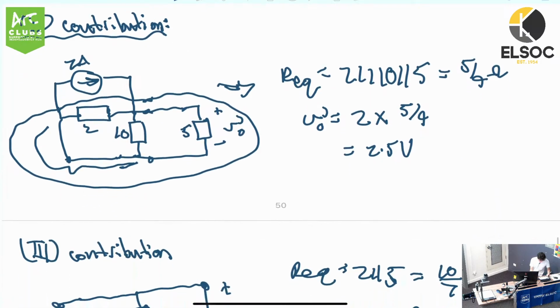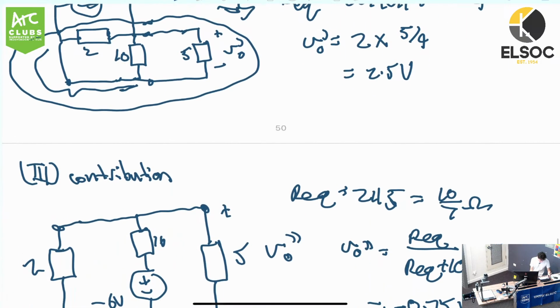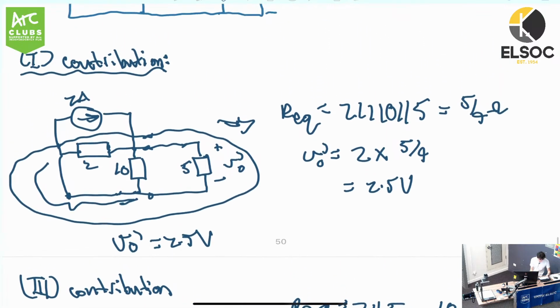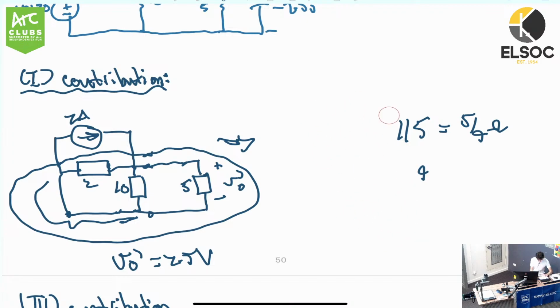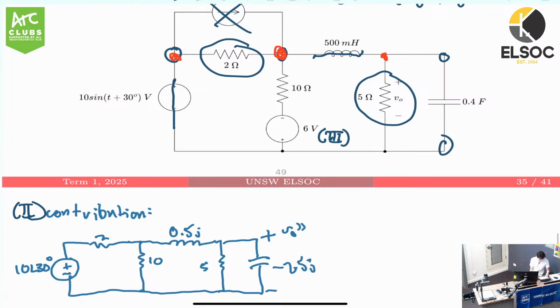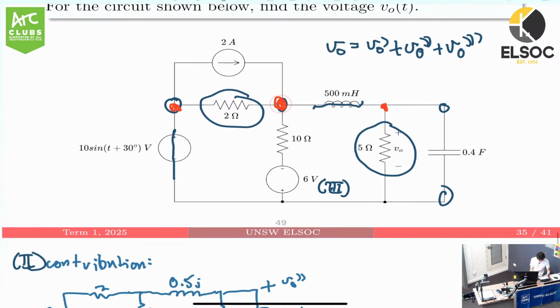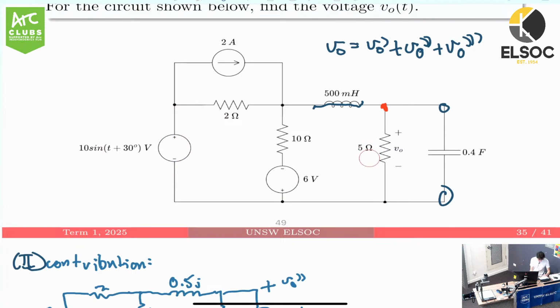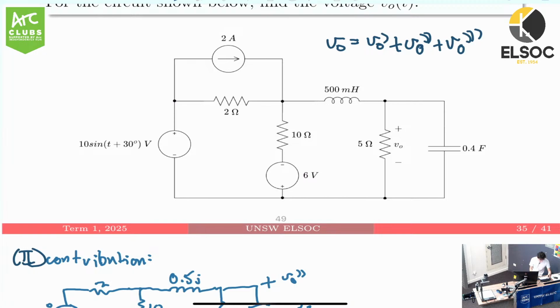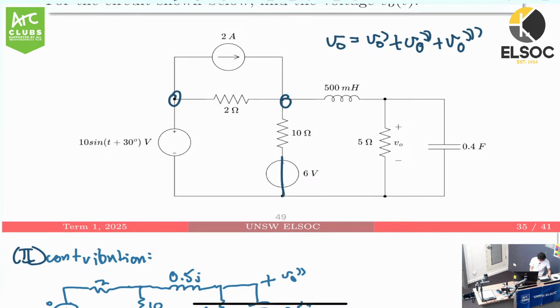I'll move this around a bit so that we've got a bit more space. So V0 dash is equal to 2.5 volts. I'll get rid of this. Okay. Now for the last contribution, we get rid of these annotations because they're cluttering up the workspace. We want to ignore this. We want to ignore this.